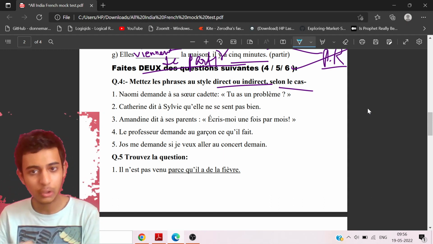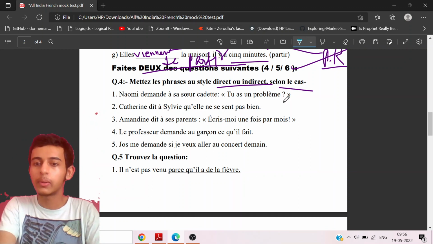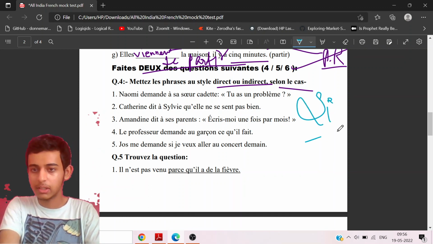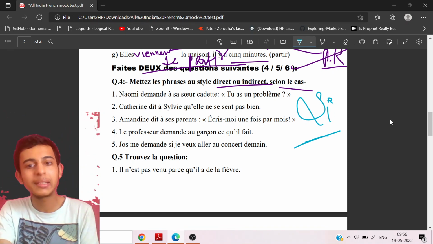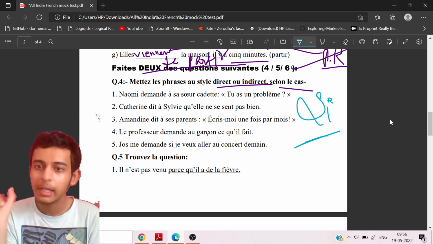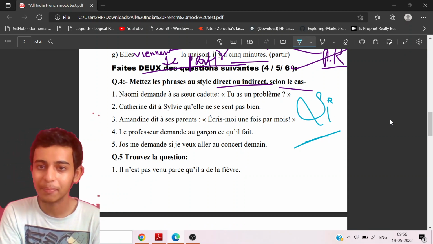So since it's a yes or no question, that is an intonation question, we are going to use si. Okay, so this is an indicator for when you have to use si. If it would have been another question, the answer would have been in a sentence instead of yes or no, then we would use the other form that I've already told you in my previous sessions.